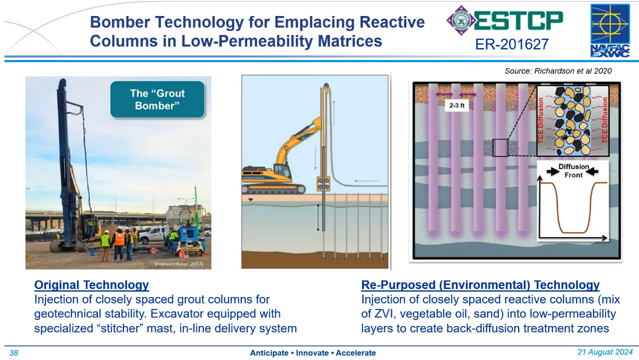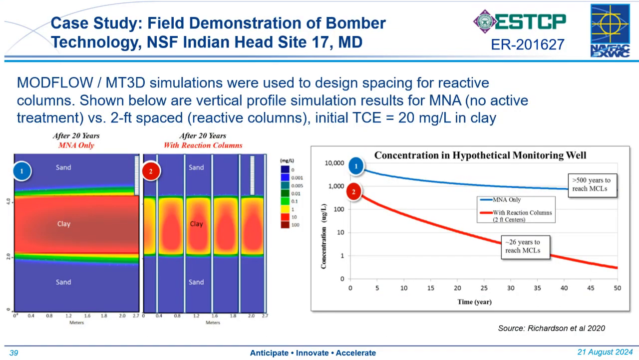So what GSI thought of doing was repurposing this grout bomber to, instead of injecting grout, inject in situ treatment agents like zero valent iron, vegetable oil, and sand, and deploy it into low permeability deposits to facilitate back diffusion out of clay. And the graphic on the right illustrates that.